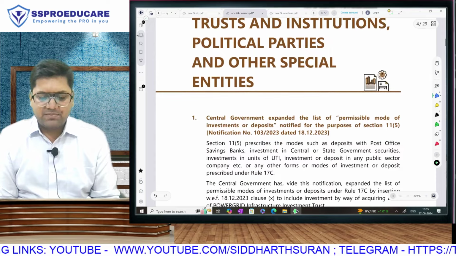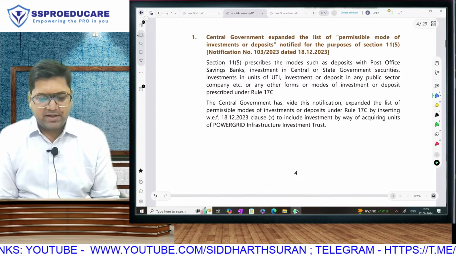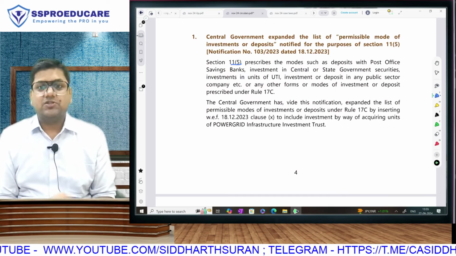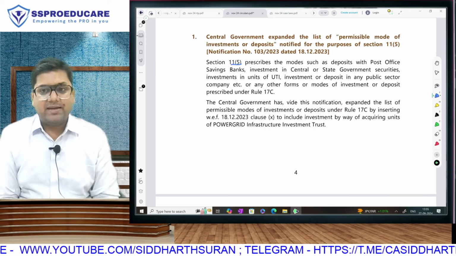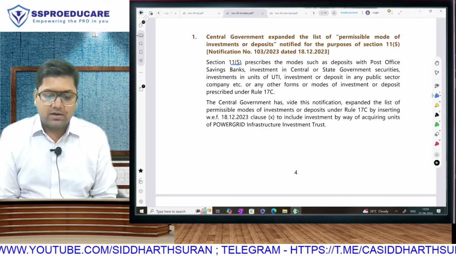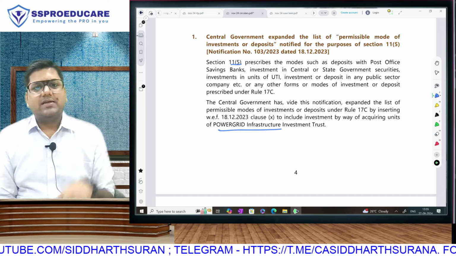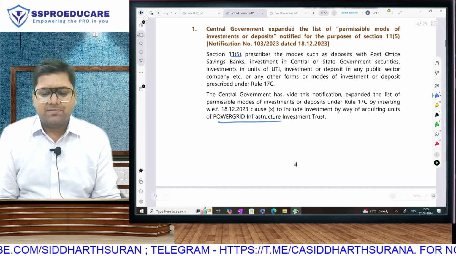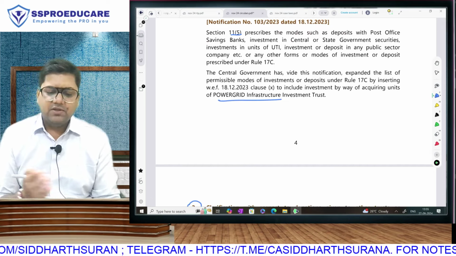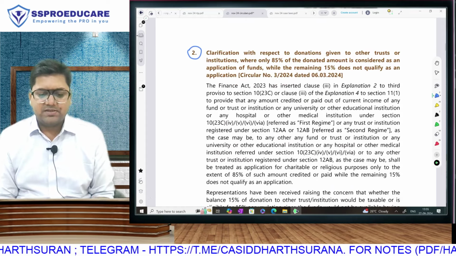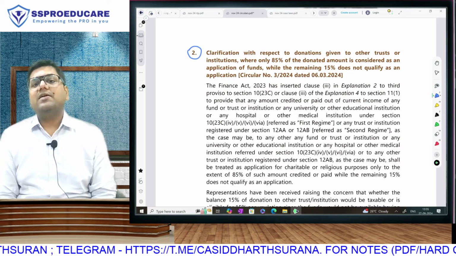Next is related to charitable trust, political party and other entities. Section 11(5) is the section under which the specified modes where a trust can park its funds are given. So they have given a new asset here. This is also a place where a charitable trust can keep its money: units of Power Grid Infrastructure Investment Trust. That is where a charitable trust can keep its money. Next comes a very, very important clarification.